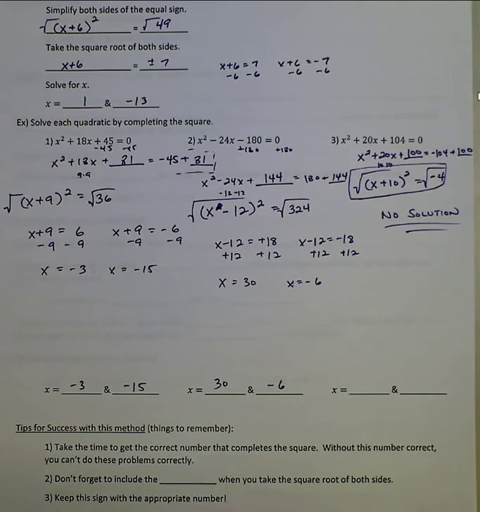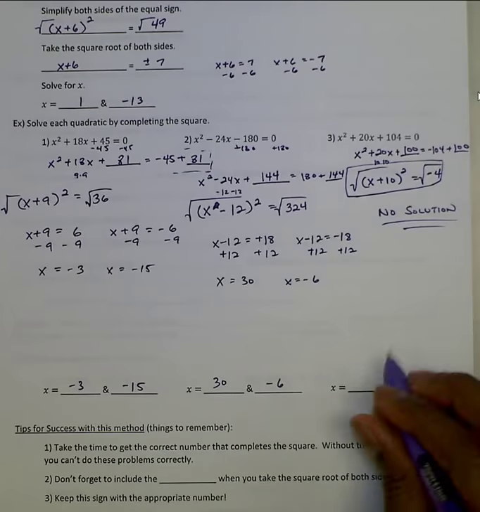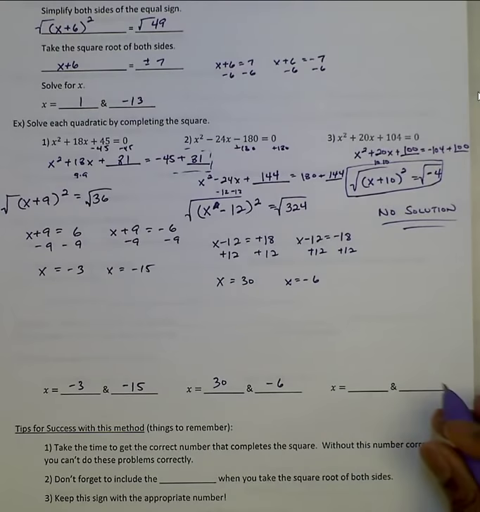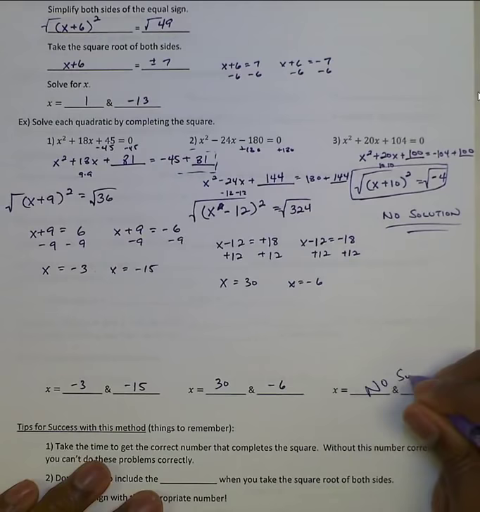In each of the sections, it manifests itself a little bit differently. In the graphing section, remember that means we had no x-intercepts. With the square root section, it's just like this. When we had to take the square root of a negative number, we couldn't do it. Okay, can't do it. No solution.